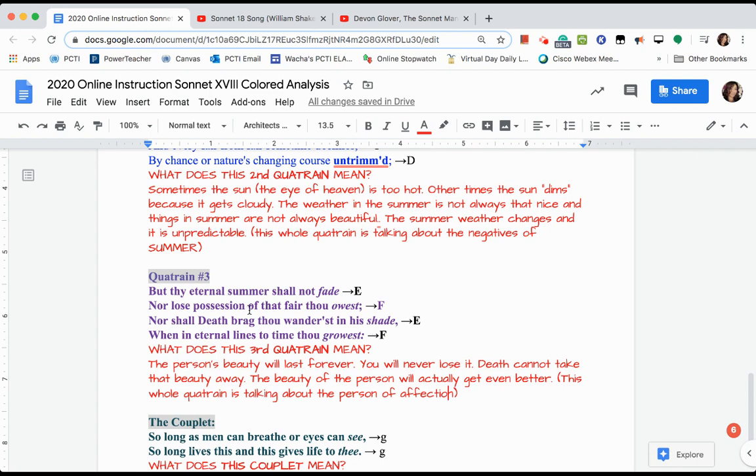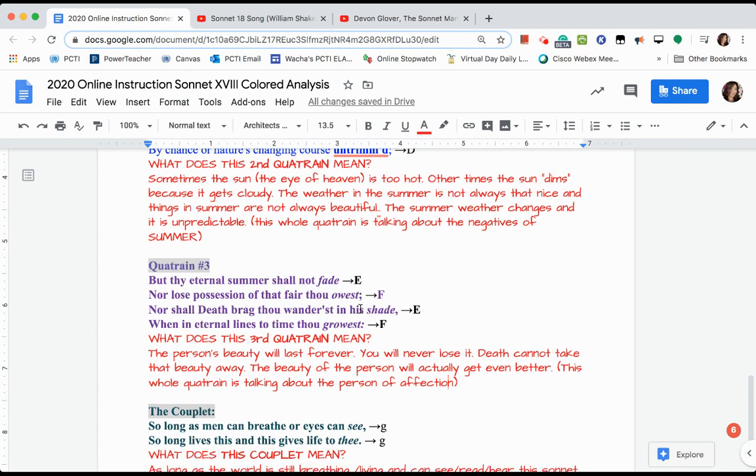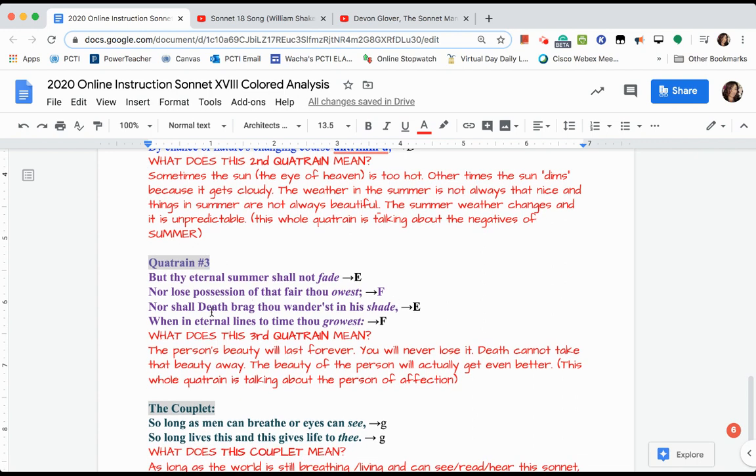Nor lose possession of that fair thou owest, okay? Owest means what you own, okay? So you're never going to lose that. And then it even says that nor shall death brag thou wanderest in his shade. Death can't even take away your beauty. Like that's how beautiful you are, okay?